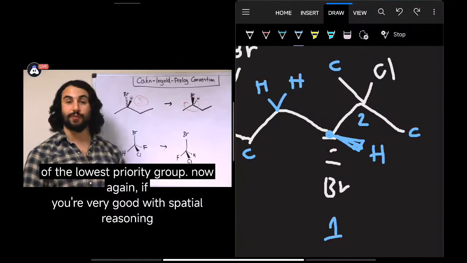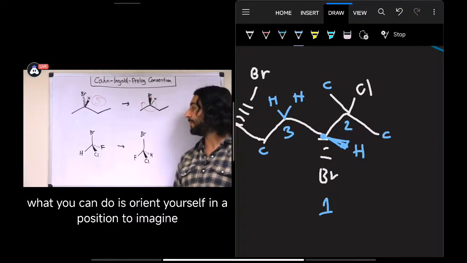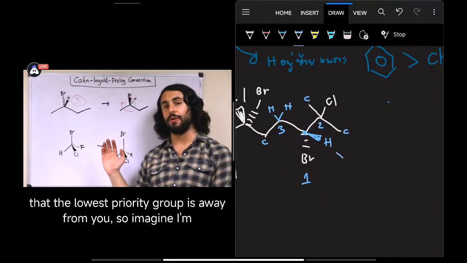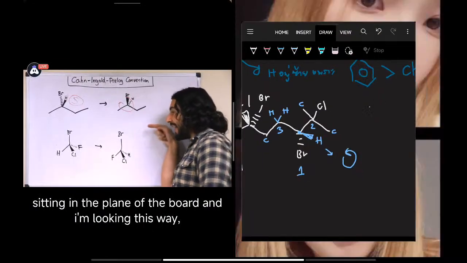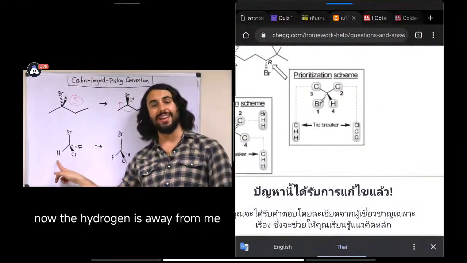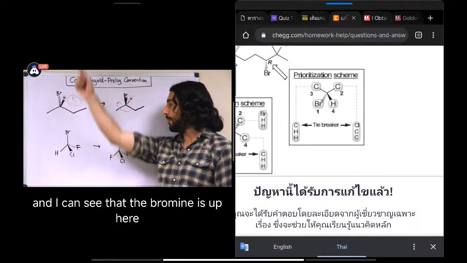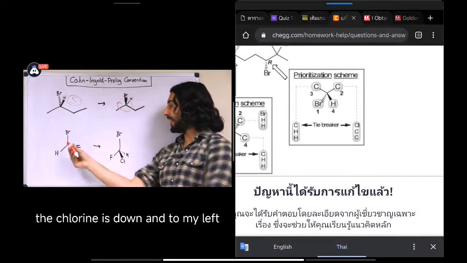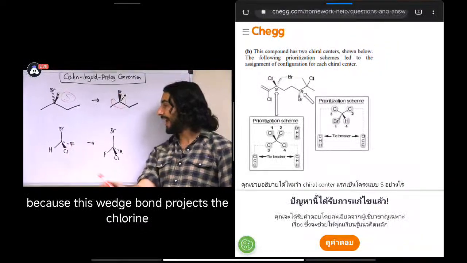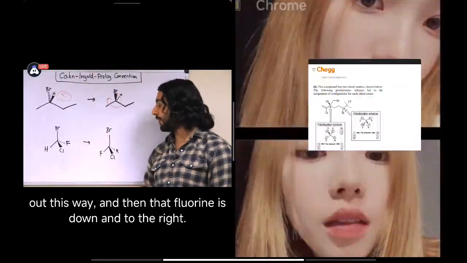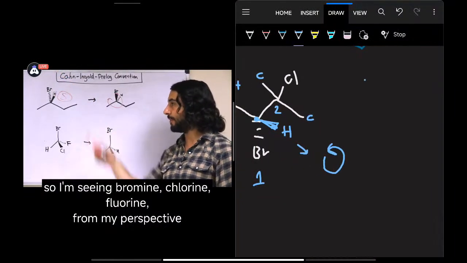Now again, if you're very good with spatial reasoning, what you can do is orient yourself in a position to imagine that the lowest priority group is away from you. So imagine I'm sitting in the plane of the board and I'm looking this way. Now the hydrogen is away from me, and I can see that the bromine is up here. The chlorine is down and to my left because this wedge bond projects the chlorine out this way, and then that fluorine is down and to the right. So I'm seeing bromine, chlorine, fluorine from my perspective.